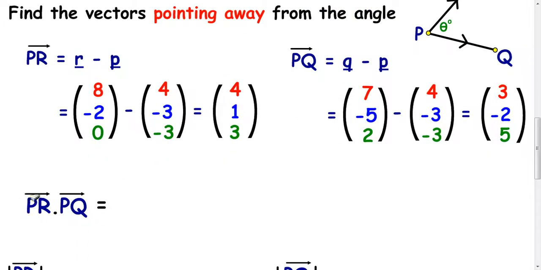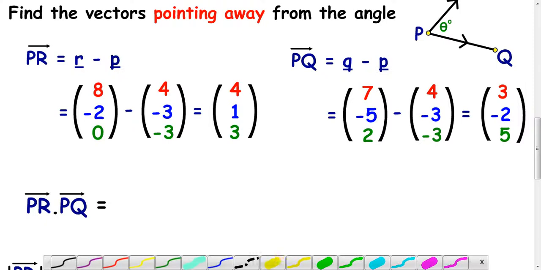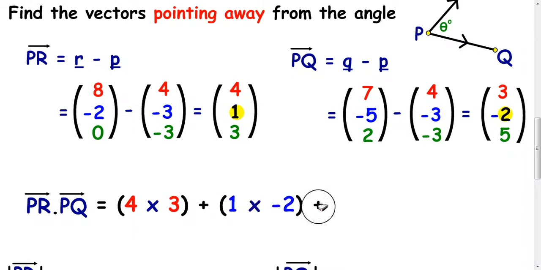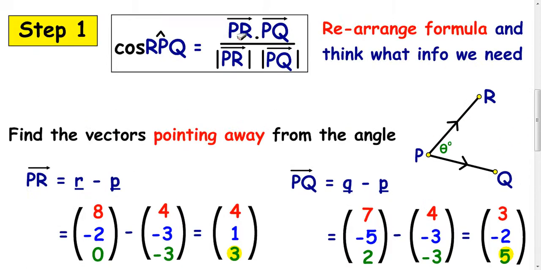Next thing I'm going to do is work out PR dot PQ. Now to do this, you multiply these two numbers, and then you write that down, and then you add on this number times this number. So 1 times negative 2. Then you add on this number times this number. Okay, so that's 12. Take away 2 if you like, which is 10, and then add on 15, which gives you 25. So the top line here is 25.